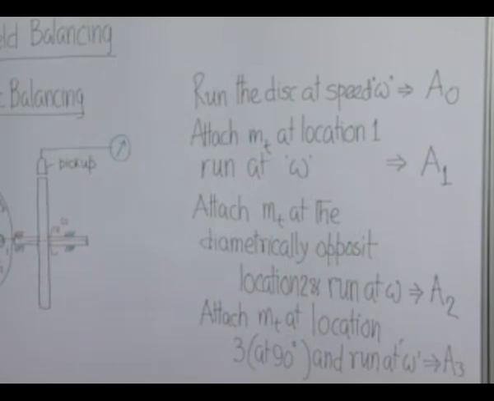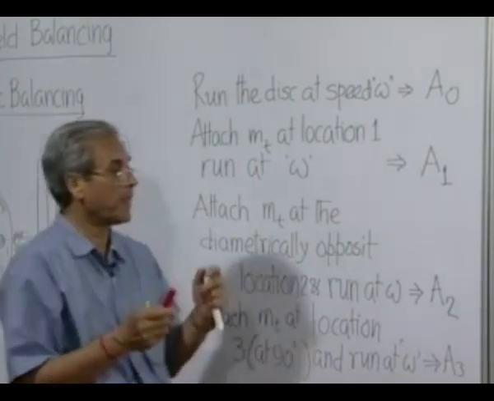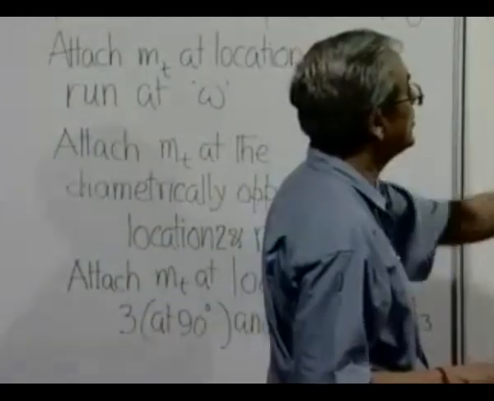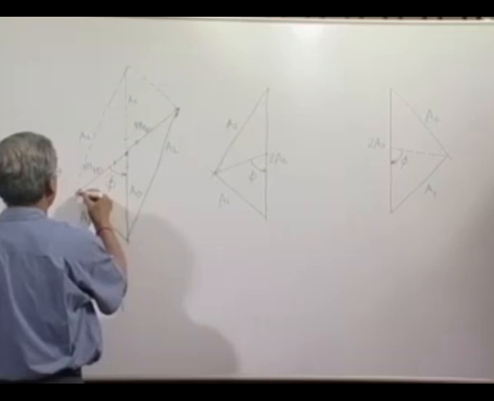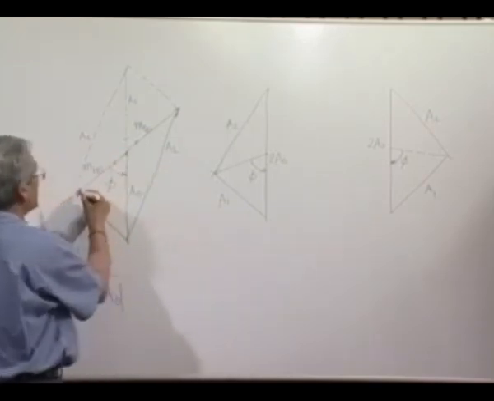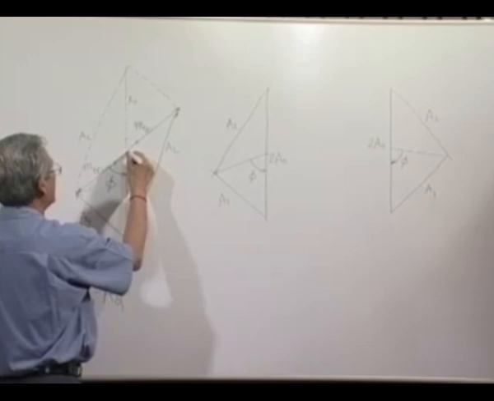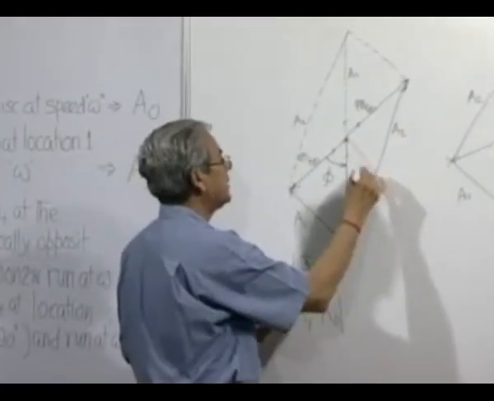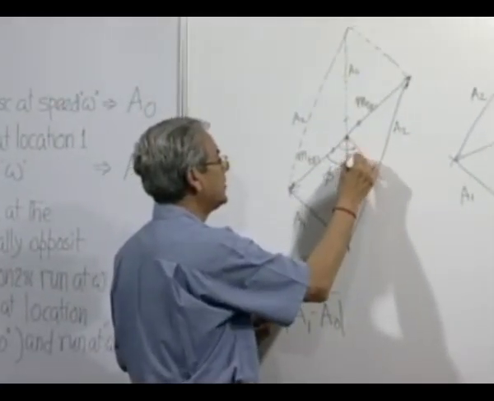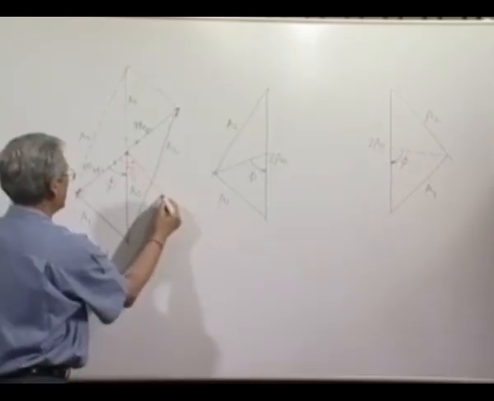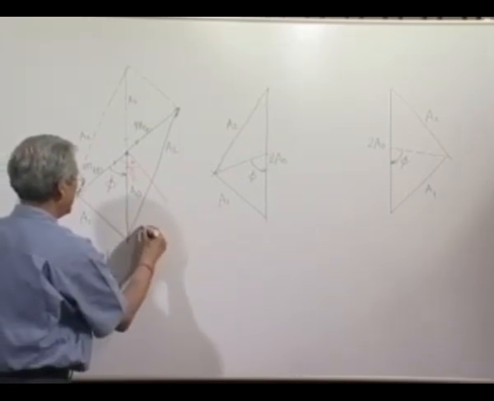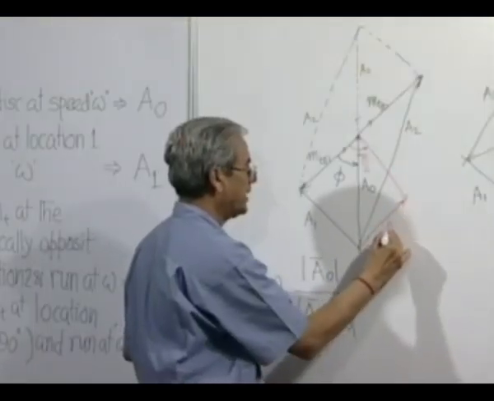So here you will find that with this data it is possible to distinguish between the two. Say if this is the situation, this is the effect of the trial mass in position 1, then what will be the effect of the trial mass at 90 degrees? When rotated by 90 degrees, as we have done it here, in the anti-clockwise direction, the effect also will be shifted by 90 degrees this way, and the resultant effect will be finally A3.